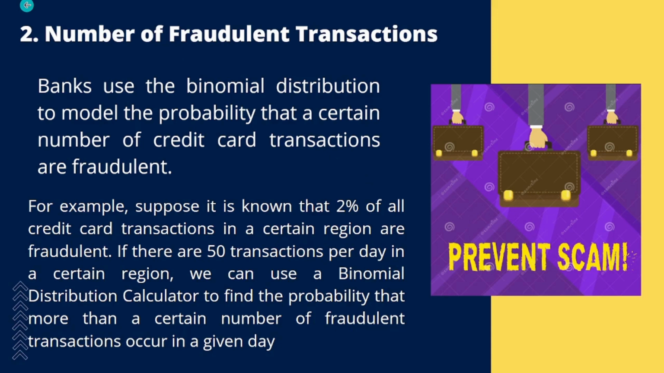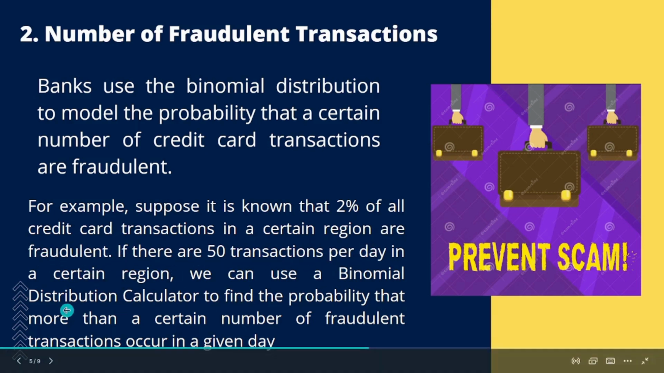The second application is the number of fraudulent transactions. Banks use the binomial distribution to model the probability that a certain number of credit card transactions are fraudulent. For example, suppose it is known that 2% of all credit card transactions in a certain region are fraudulent. If there are 50 transactions per day in that region, we can use a binomial distribution calculator to find the probability that more than a certain number of fraudulent transactions occur in a given day.